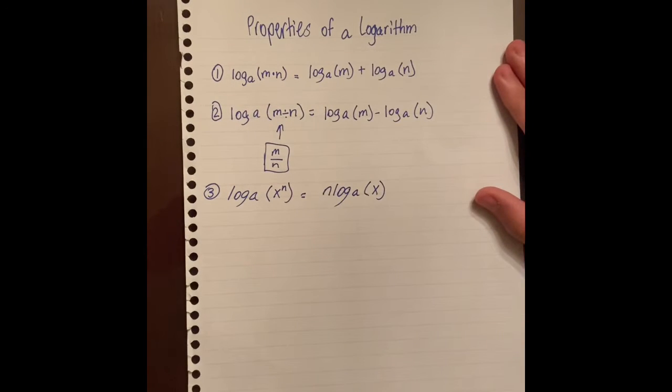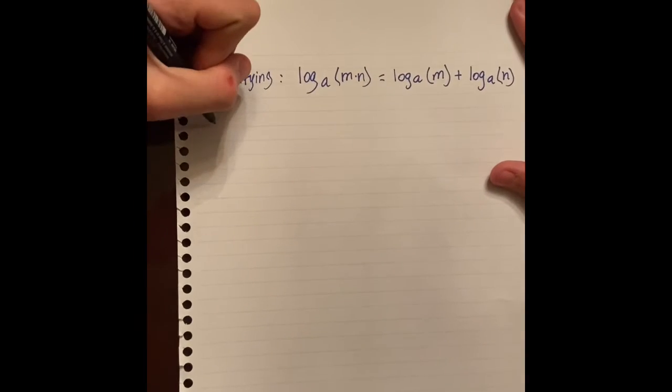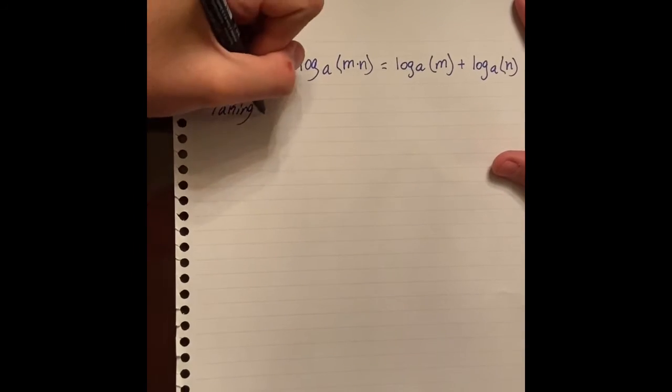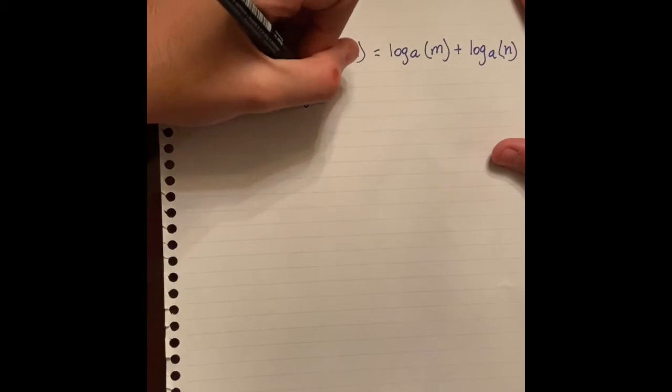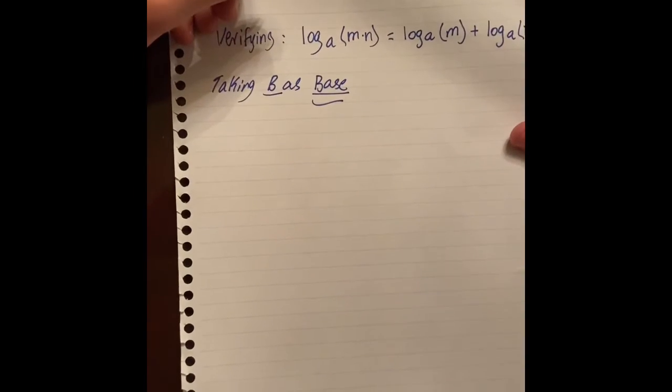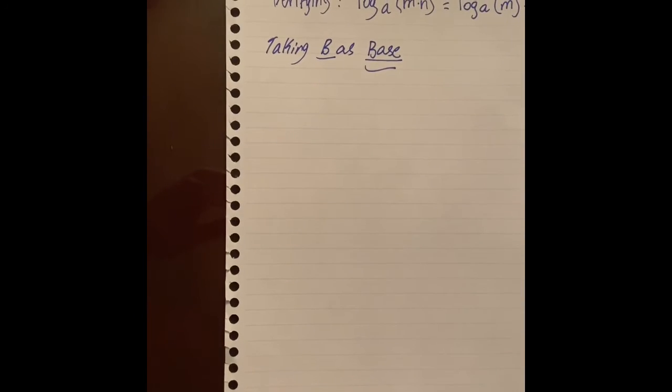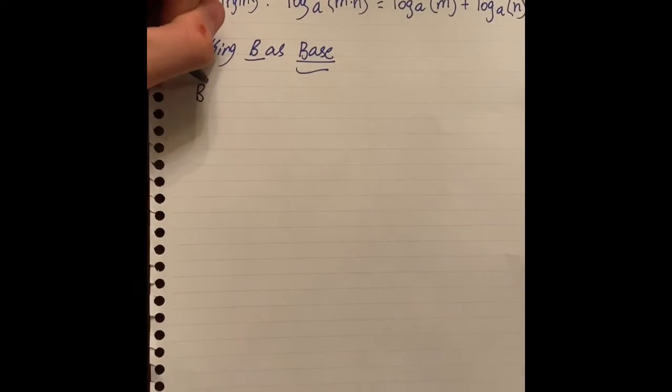Right off the bat, you should be noticing that there are similarities between the laws of exponents and the laws of logarithms. And just like the laws of exponents, the laws of logarithms must be verified in order to be true. In this case, let's take a random law of logarithms. Let's say the first one, which states that log base a of m times n would equal log base a of m plus log base a of n. And first, we have to choose a base. So in this case, I just chose b because it's easier for my brain to remember. And we start off by verifying.